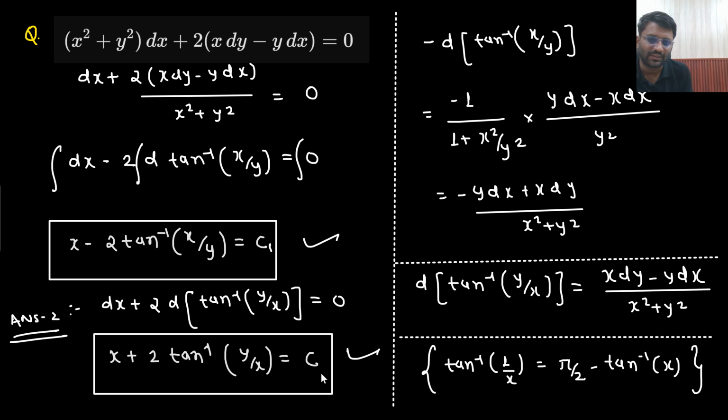Let's call this constant C1, this constant C2. Constants would be different, but both expressions are same only. Both of the answers are correct. Why they are same is up to you now. Is that clear or not? Use this relation: it is clearly visible that tan inverse y by x equals pi by 2 minus tan inverse x by y. So from there you will get the answer. Okay, so it was simple only.